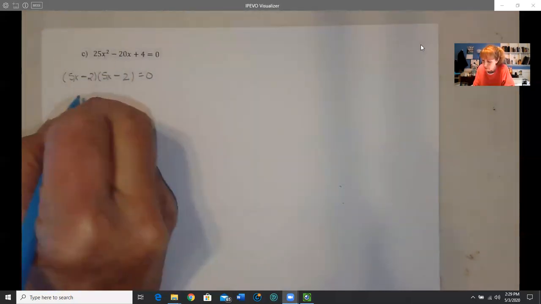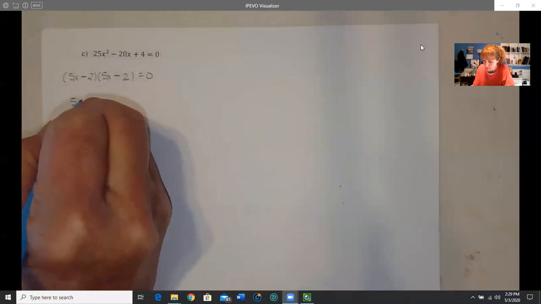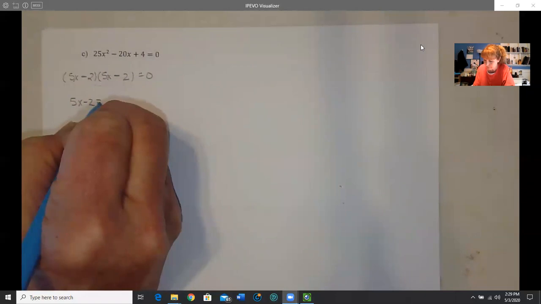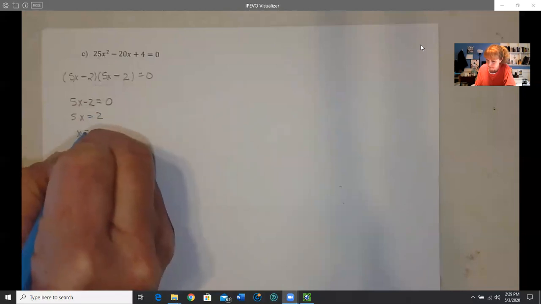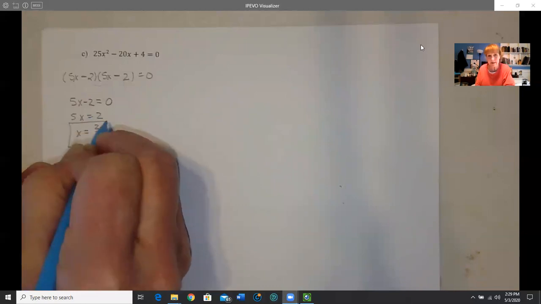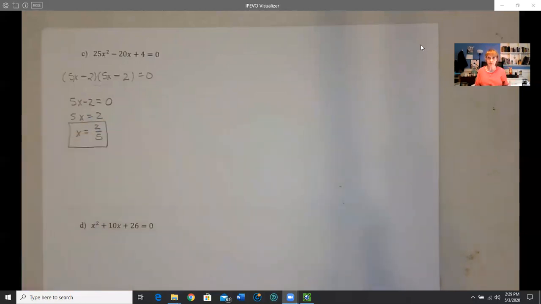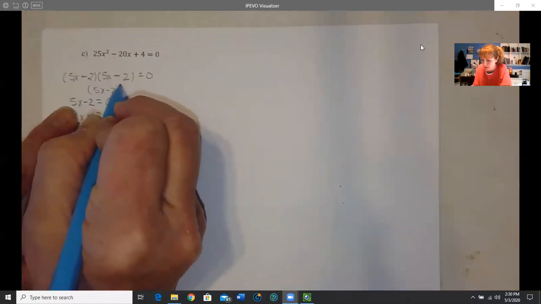Now we have 2 of these, okay? So they're the same. I only need to solve one of them. And we add 2, divide by 5. So x is 2/5. X is called a double root. And it actually has what we call a multiplicity that's even, because if I were to rewrite this, it would be (5x - 2) squared.